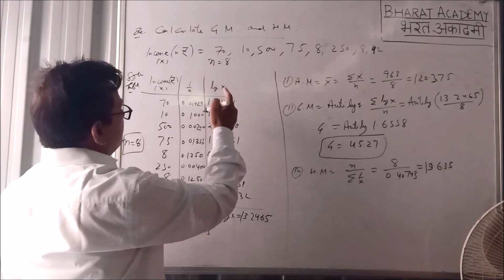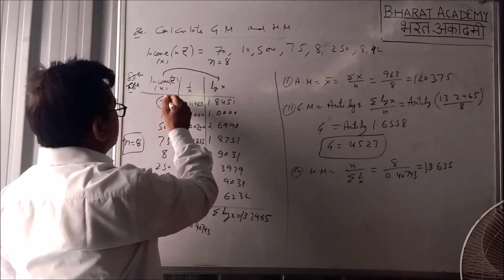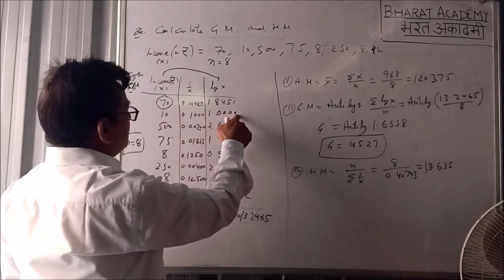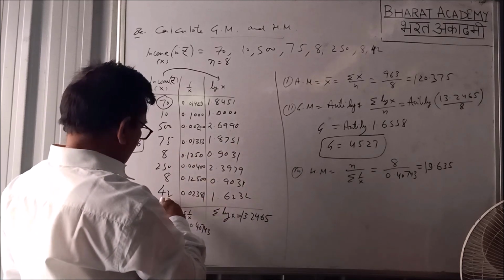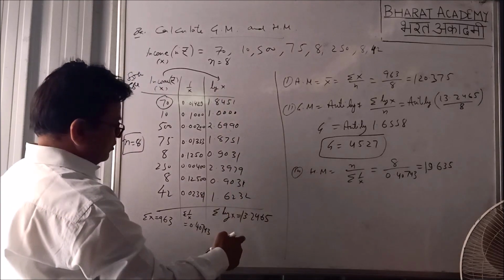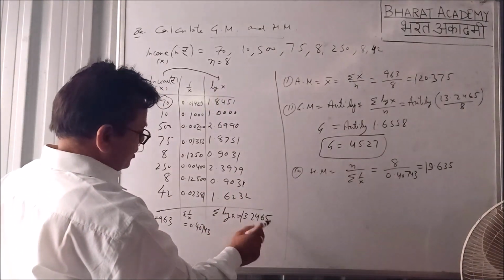Now the last column is for log x. This is x. You have to take the log of each value of x. Log 70 is 1.845, log 10 is 1.000. Similarly, I can take the log of each value. Log of 42 is 1.6232, and add all these values of log x. Summation log x is 13.2465.